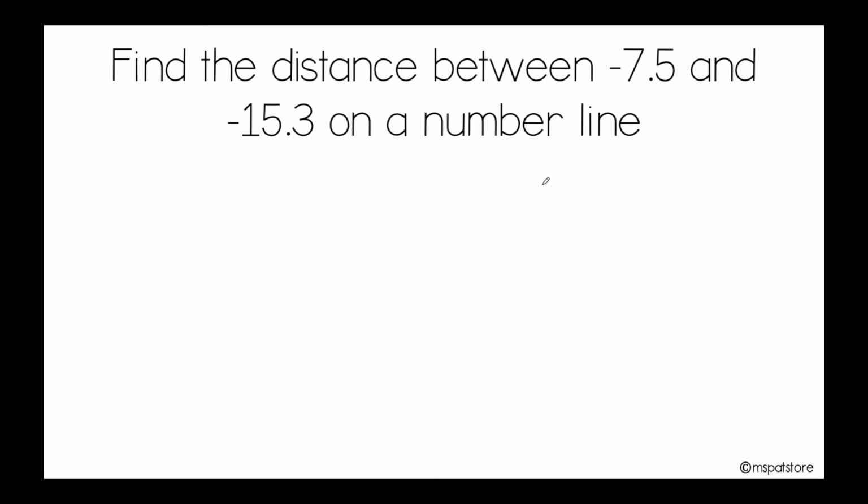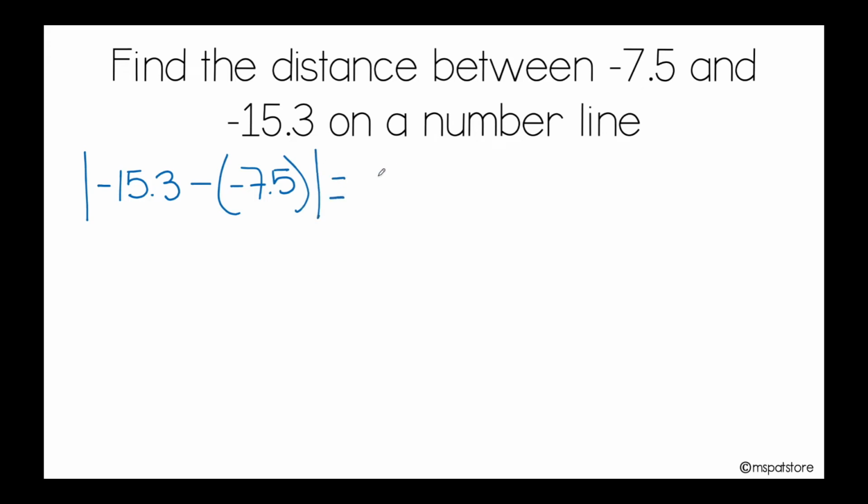All right? In this case, we're going to be finding the distance between negative 7 and 5/10 and negative 15 and 3/10. As you need to find the absolute value of the difference of these two numbers, I am going to do absolute value of negative 15 and 3/10 first, okay? Because that's the greatest absolute value. Absolute value of negative 15 and 3/10 minus, because we're finding the difference, we're subtracting them, negative 7 and 5/10.